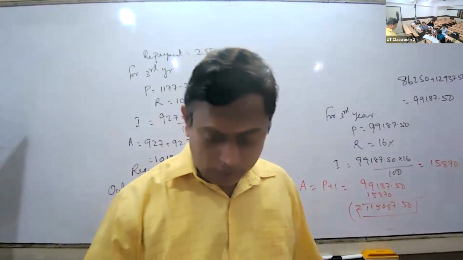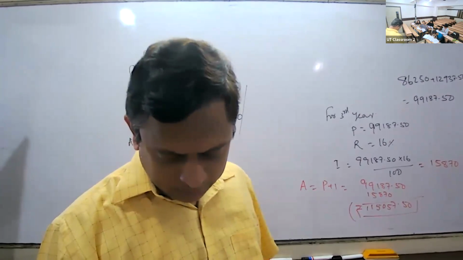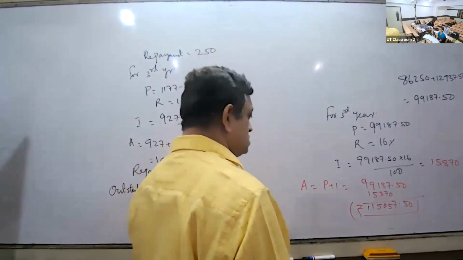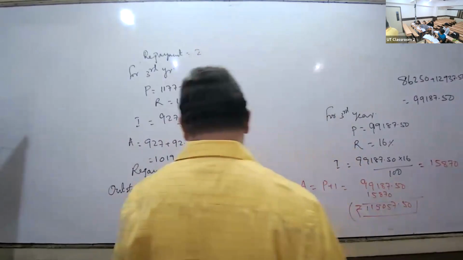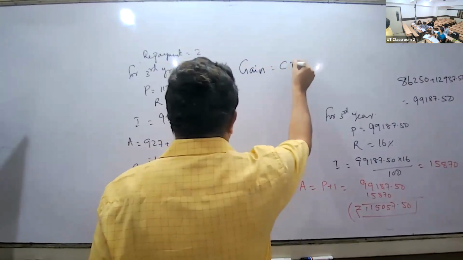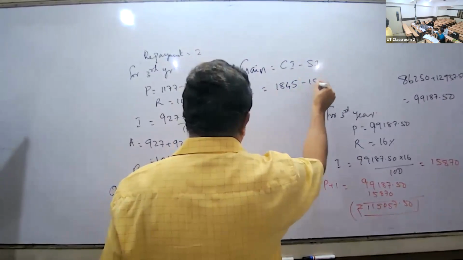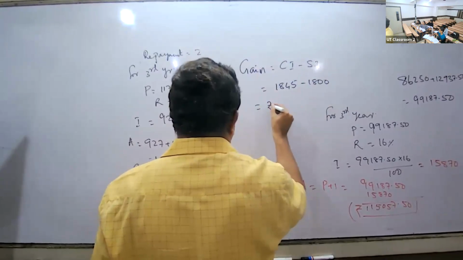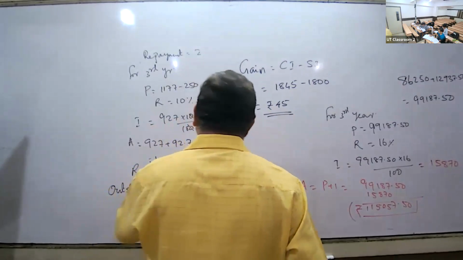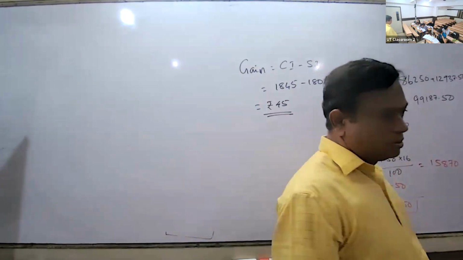Now, what is the answer? The question asked is how much extra money Govind made, the gain. Gain is equal to CI minus SI. That is the extra he is getting. Gain is equal to compound interest minus simple interest, 1845 minus 1800, so 45. That is the gain for 1 year. Yes or no? Yes, sir.